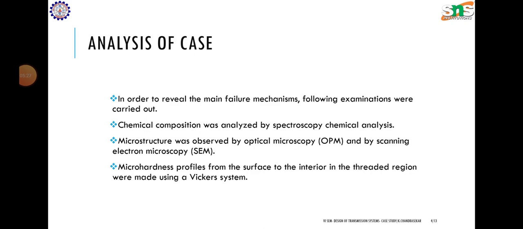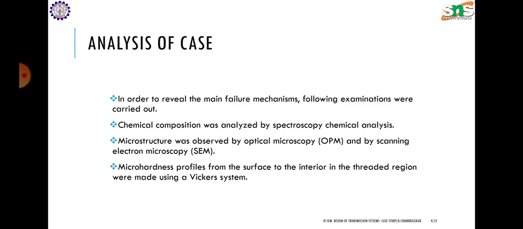Then the microstructure in various regions of the camshaft material was observed by optical microscopy, that is OPM, and by scanning electron microscopy. So in order to reveal the microstructure, they used optical microscopy and scanning electron microscopy. Then the fractured surfaces were analyzed by visual and SEM examinations.